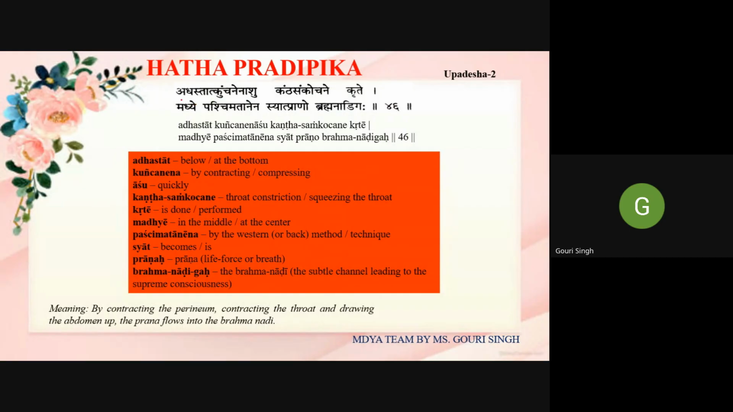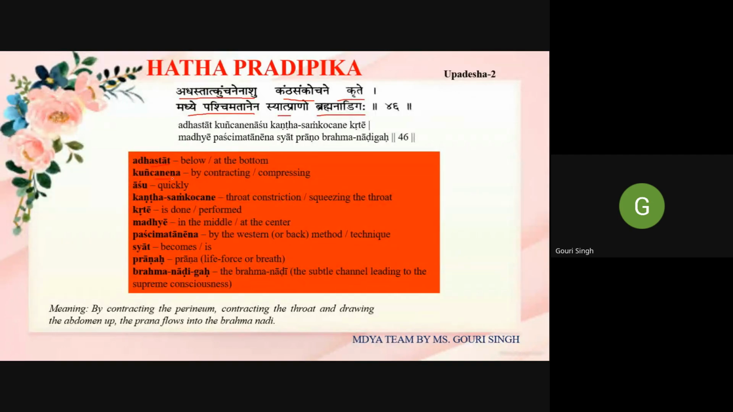Okay. So in the next sloka, here it is: Adhastat Kunchanam Kunchaneina Ashu Kantha Sankochane Krute Madhya Paschimat Anena Tyakt Prano Brahmanadigaha. Okay. Adhastat means below, at the bottom area. Kunchanam means contracting the area.